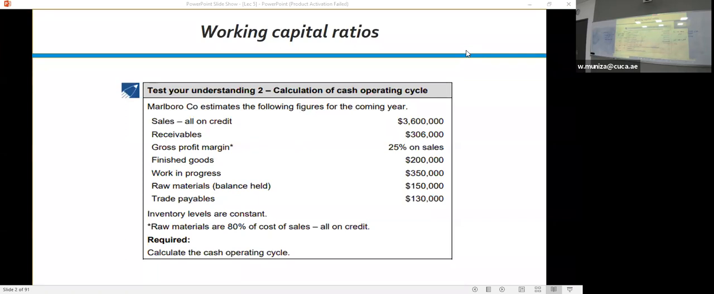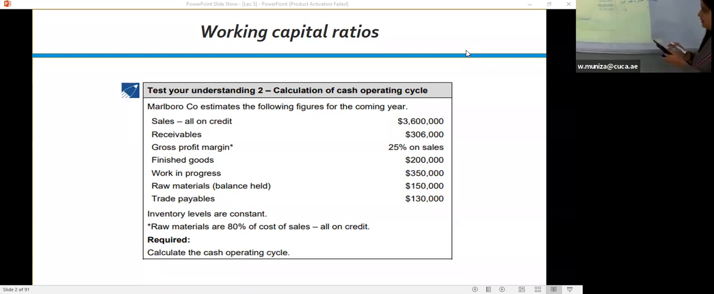So for work in progress, it's 350,000 divided by cost of sales, which is 2,700,000, multiplied by 365. So it's 47 days. For finished goods, it's 200,000 divided by 2,700,000 multiplied by 365. So it's 27 days. Got it, Hashim?